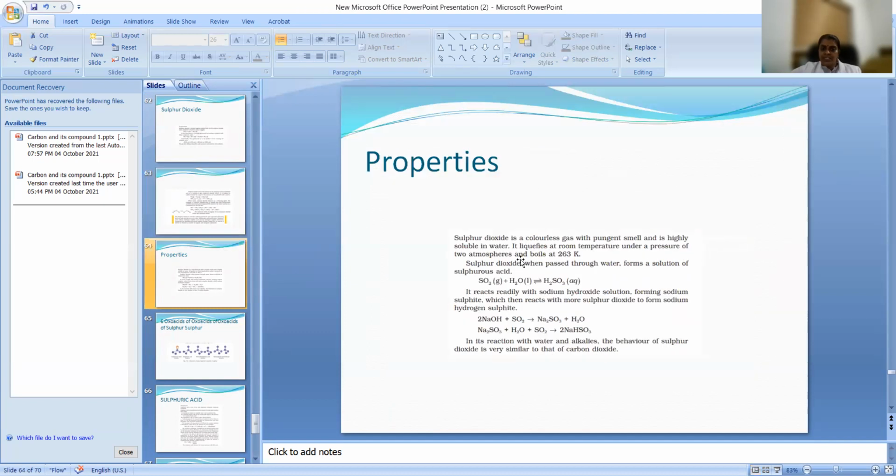So what are the properties? When sulfur dioxide reacts with water, it will produce sulfurous acid. It will react with sodium hydroxide because it is a non-metal oxide. It will behave as an acid and produce a salt, Na2SO3. When Na2SO3 reacts with water and sulfur dioxide, it will produce sodium bisulfite.